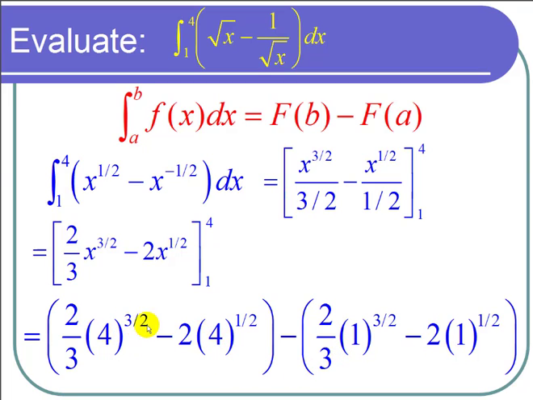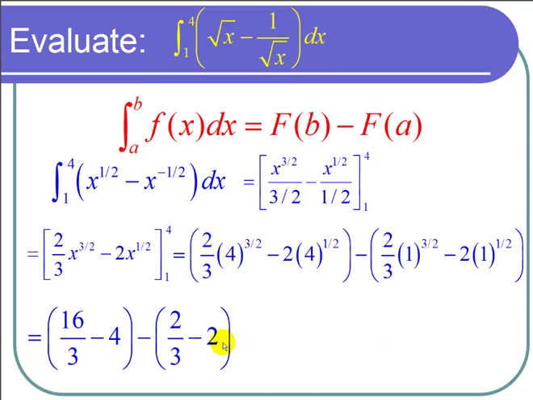Now 4 to the 3/2 is the same as the square root of 4 cubed, or 8. So 8 times 2/3 is 16/3, and 4 to the 1/2 is the square root of 4, or 2, and 2 times 2 is 4. So I get 16/3 minus 4. 1 to any power is just 1, so I just get 2/3 minus 2.